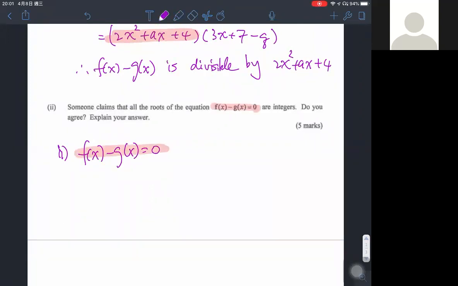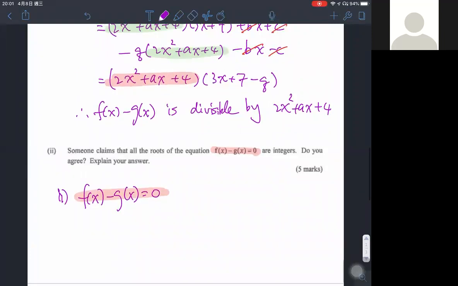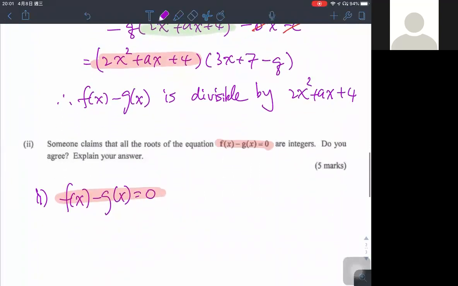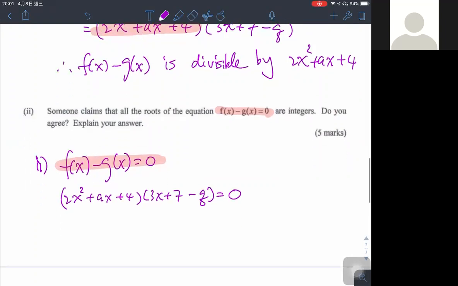And the point is, what is f(x) minus g(x)? f(x) minus g(x) is what we did before. After our calculation, you will find out f(x) minus g(x) will be (2x squared plus ax plus 4) times (3x plus 7 minus q). Okay, so this one is 0. Now, don't forget we have a in part A. The a is -9. So we have 2x squared minus 9x plus 4 times this. Okay, and we don't know what the quotient q is.